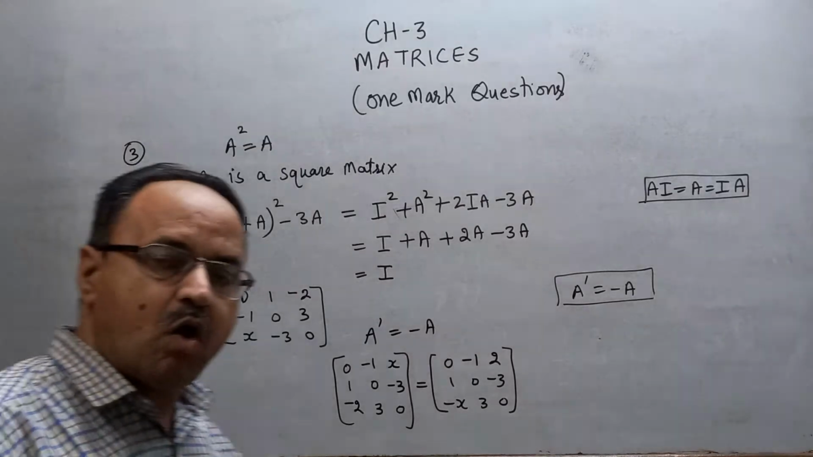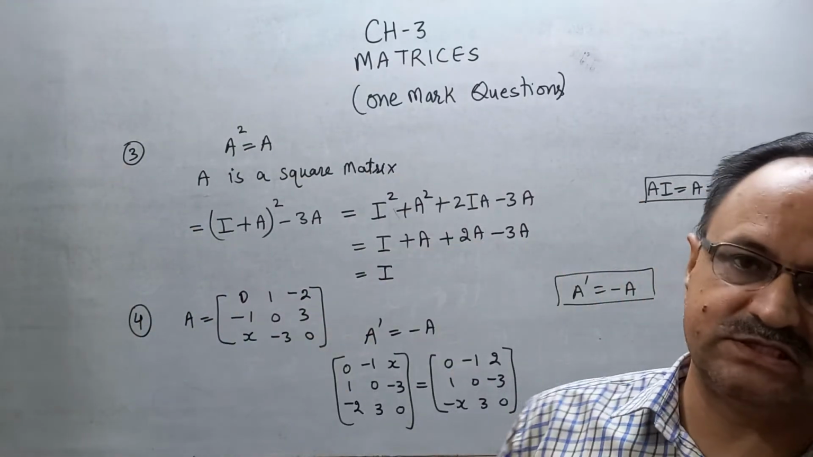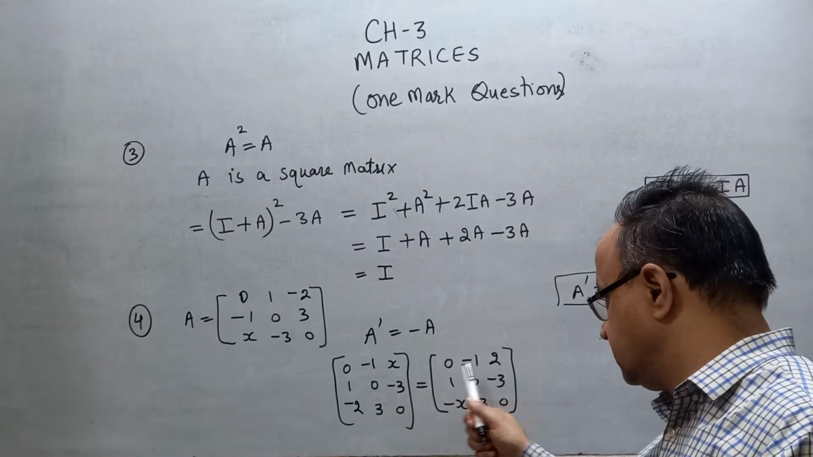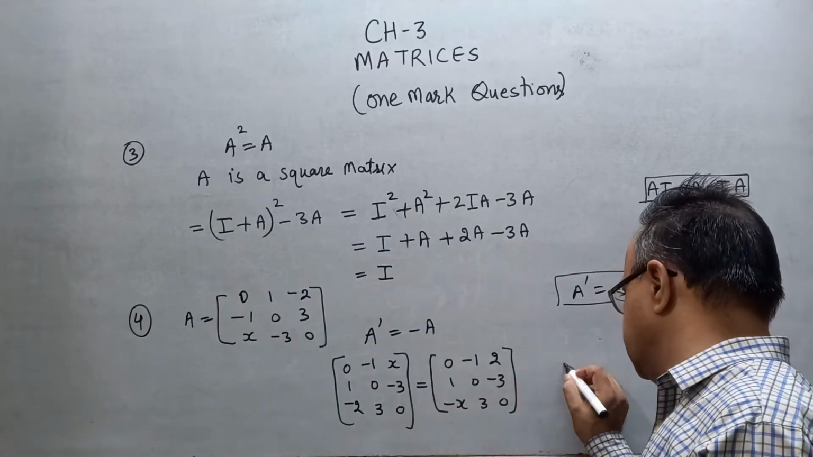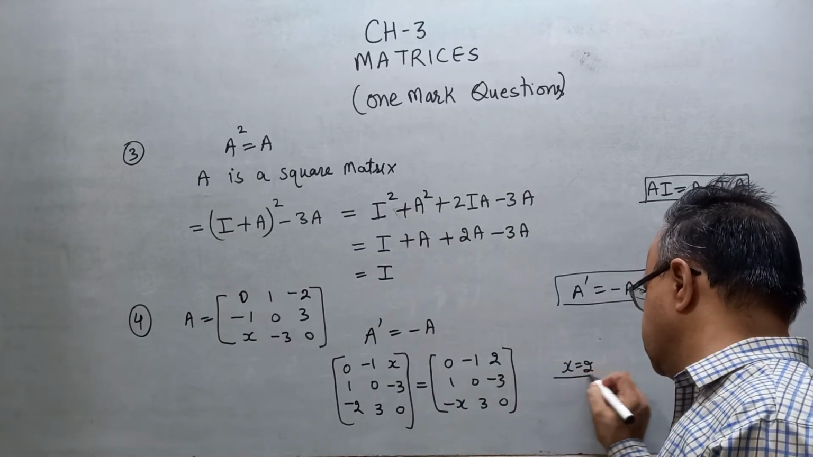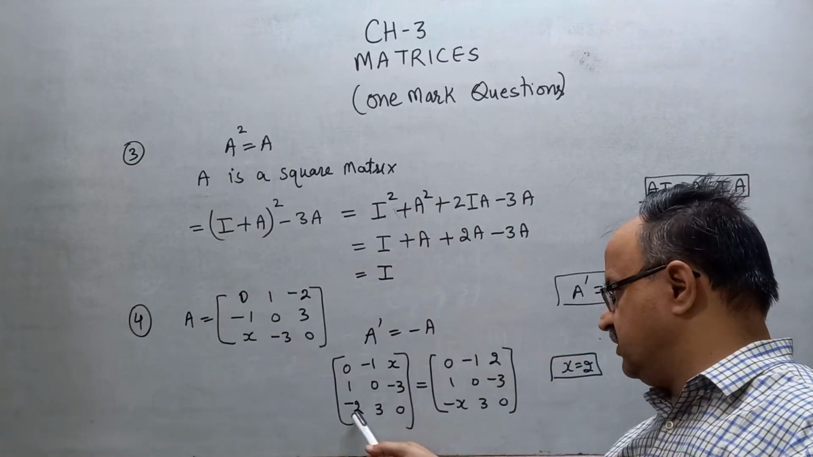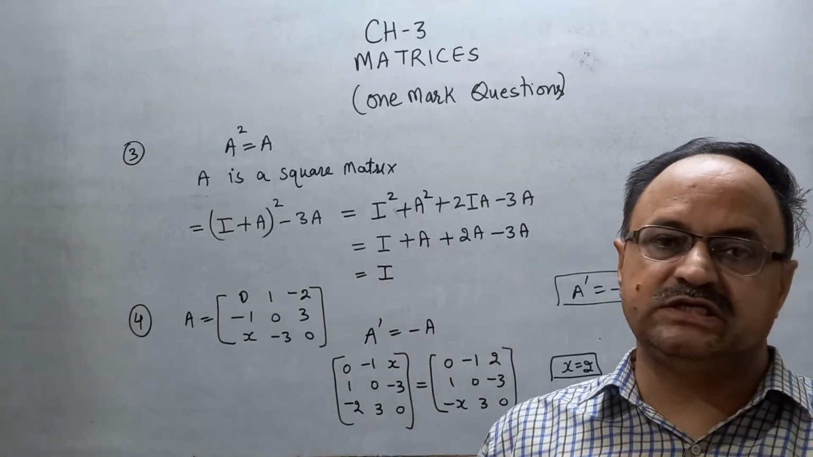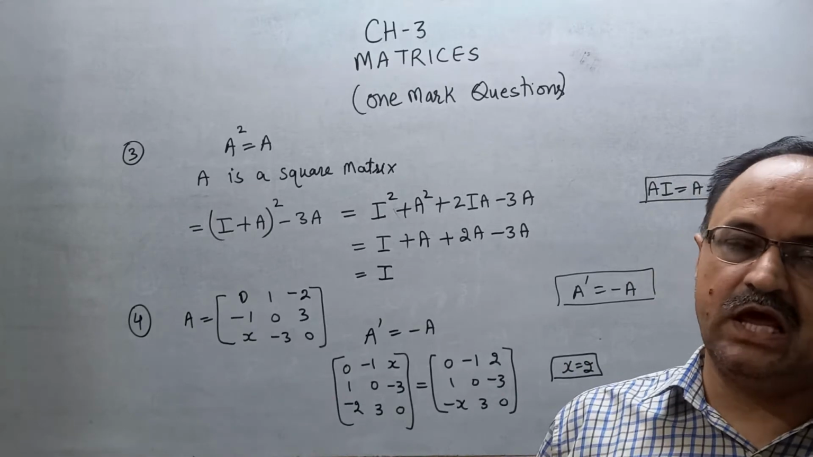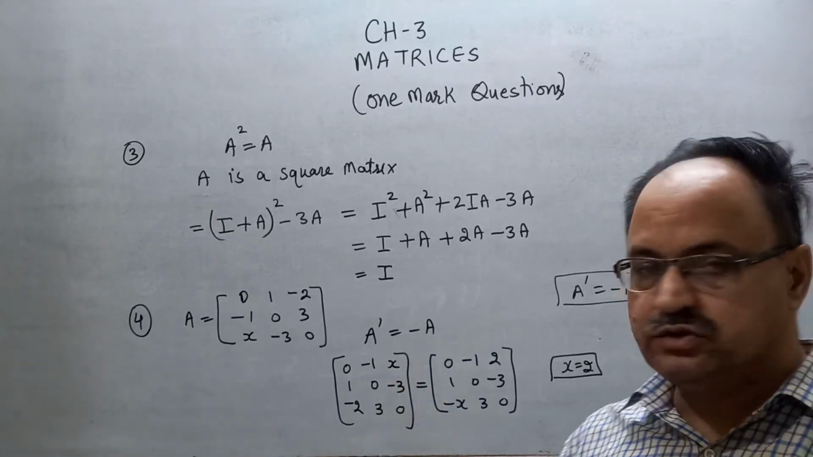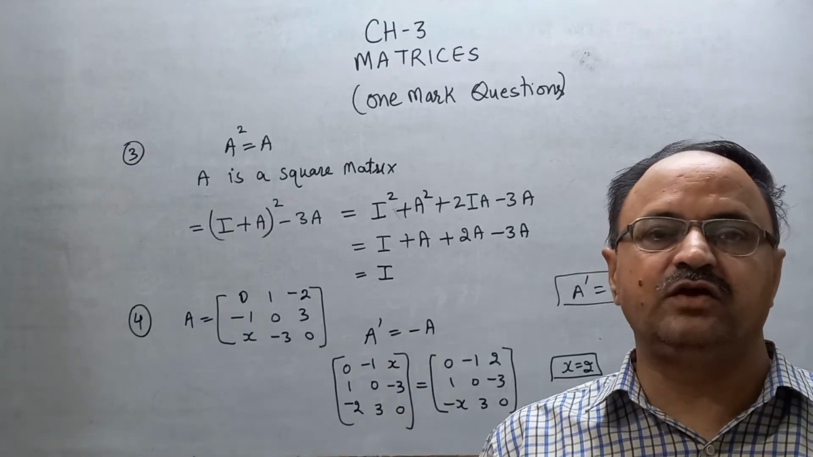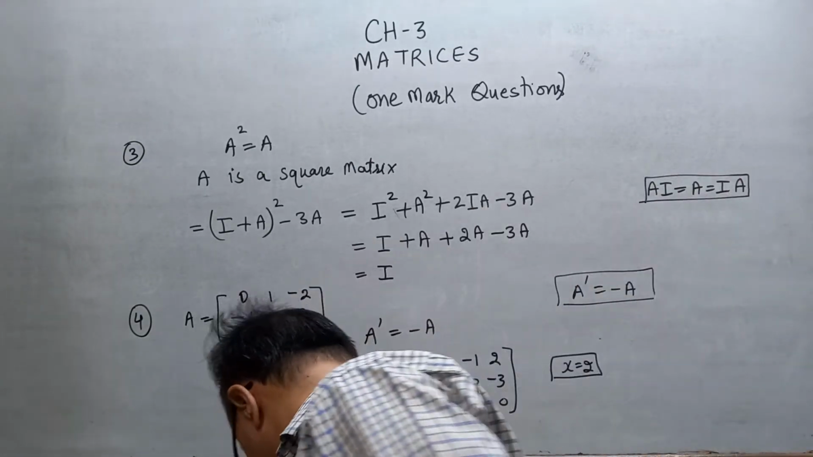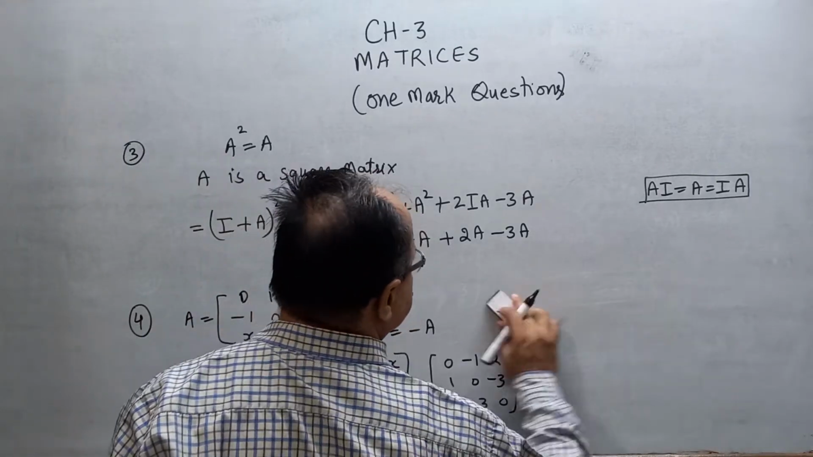Now, on comparing the corresponding elements, you know that the value of X is equal to 2. This is the answer. When you compare this quantity, then also the value of X is equal to 2. Which means the answer of this question is X is equal to 2. What is the question? For what value of X is A a skew symmetric matrix? This is the solution of this question.